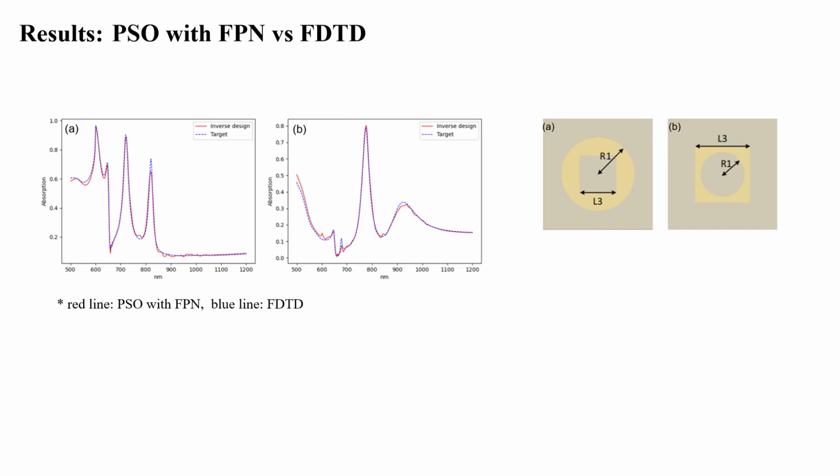Well, we should mention that the FDTD based methods require several minutes to calculate one absorption spectrum, while the FPN accelerated PSO methods for inverse design just require several seconds to calculate one spectrum. So we can see that it is very effective and very useful in these conditions.